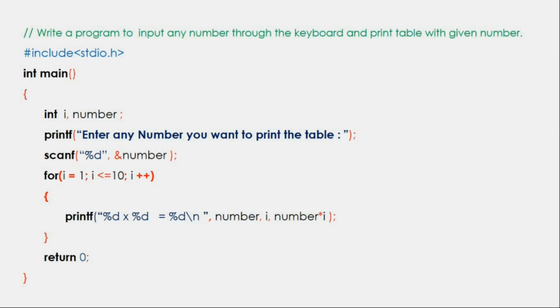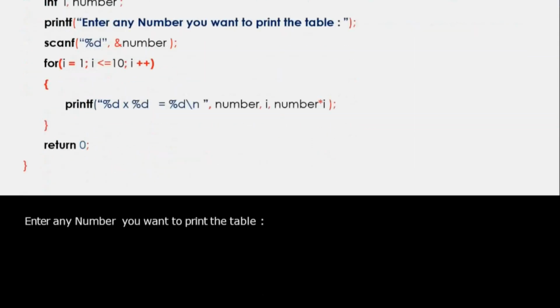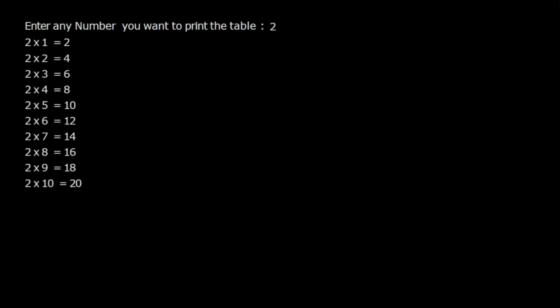If you want to check another input like in the previous video, compile and run the program again. Now you can see one message is printed on the screen: Enter any number you want to print the table. This time, I enter 2 as input. Now you can see the output is visible again, and printed: Table of 2.